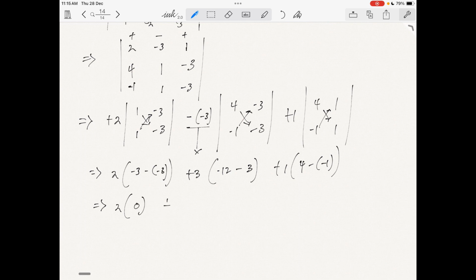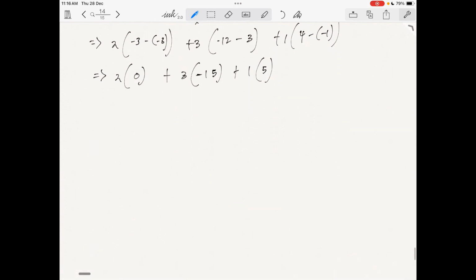Plus 3 into minus 12 minus 3, that will give us minus 15. Plus 4 plus 1, into 4 minus minus 1, that's 5. So this will give us 0 minus 45 plus 5, which will give us minus 40.